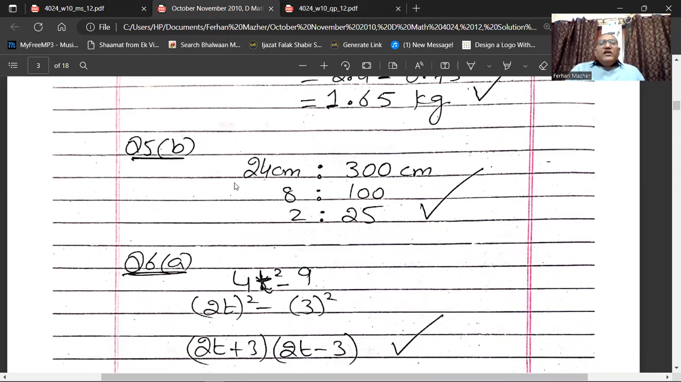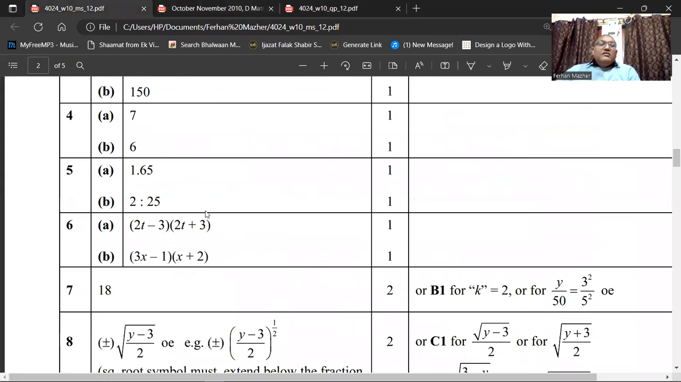So now 24 ratio 300 centimeter. So when I cut it with the 3, both the sides are cancelled with the 3. So you get 8 ratio 100. Divide both the sides with the 4. So you get 2 ratio 25. 2 ratio 25. So this is how this is done. So our answers are right.